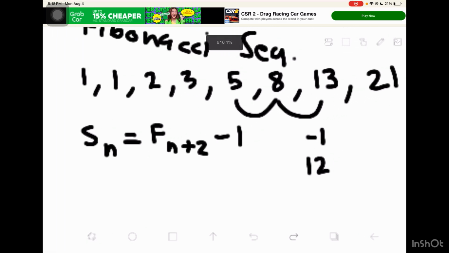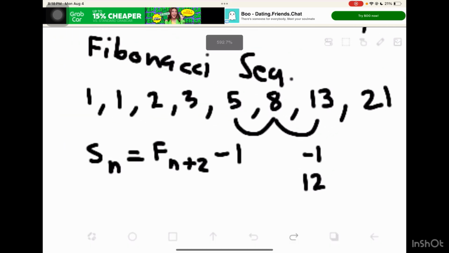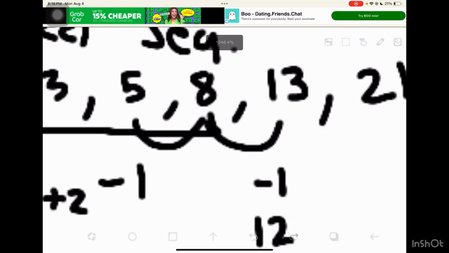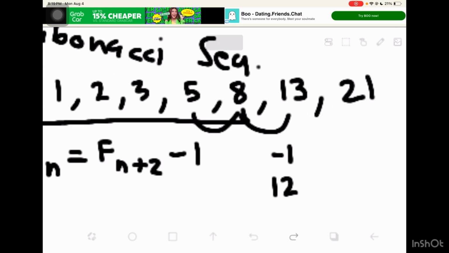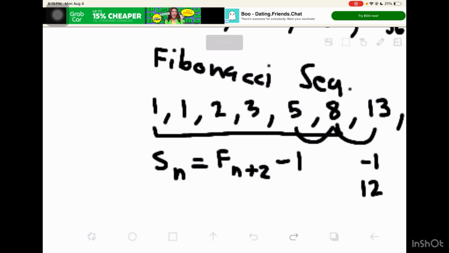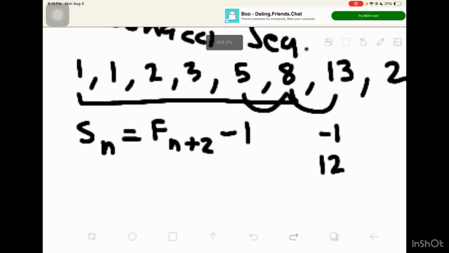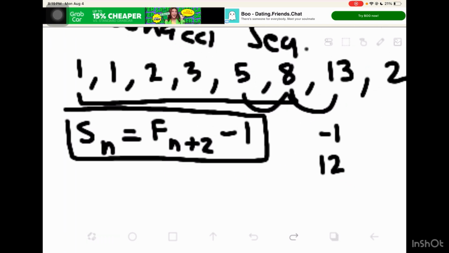So let's verify that one more time. Let's try to get all of this one over here. So we're going to hop 2 terms from 8. So that becomes 13, 21. Then 21 minus 1 is 20. So let's add from this first one to 8. 1 plus 1 is 2. 2 plus 2 is 4. 4 plus 3 is 7. 7 plus 5 is 12. And 12 plus 8 is 20. So this trick works for the Fibonacci sequence, and it can cut a lot of time.